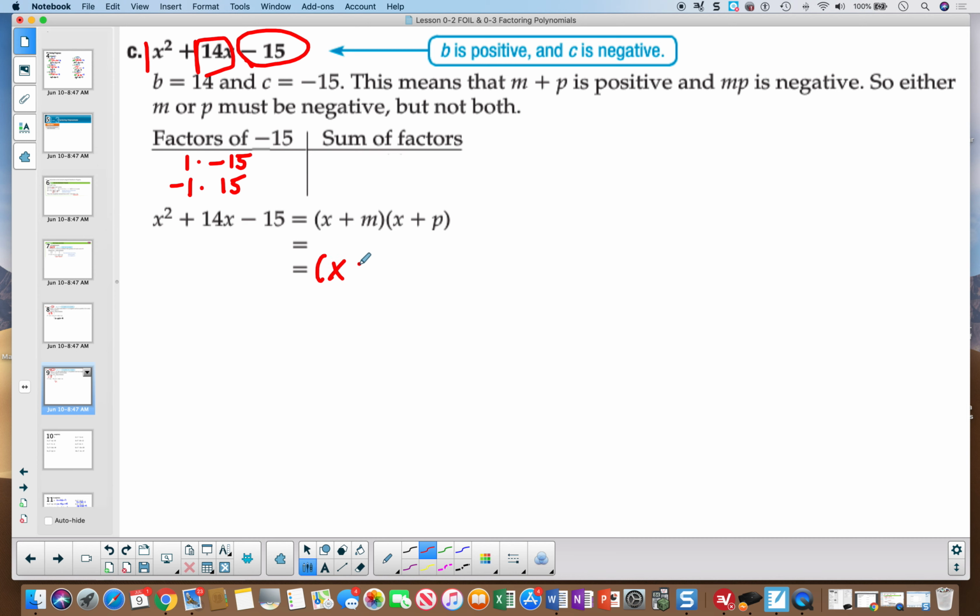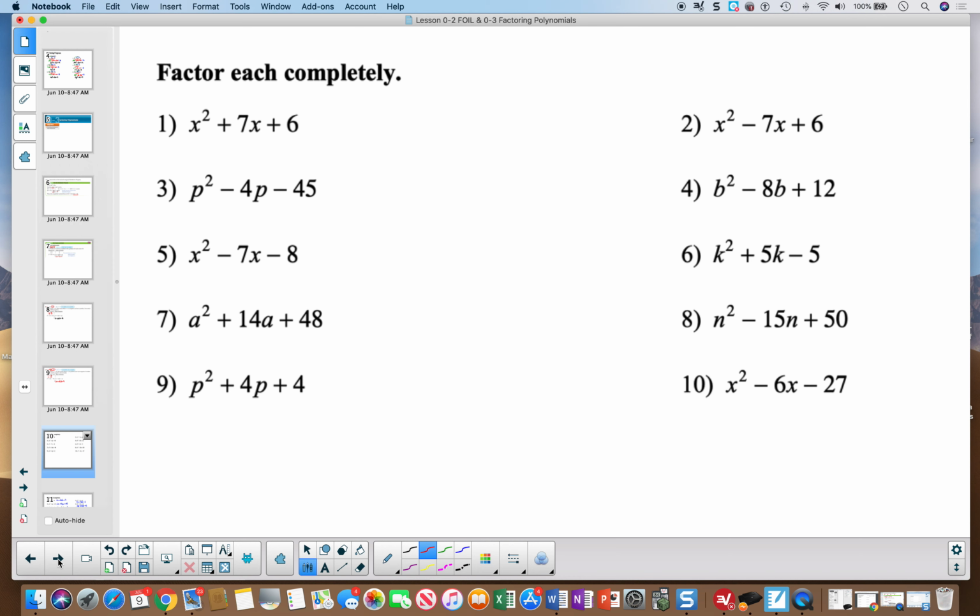It's going to be x, and I'm going to do plus 15, and then x minus 1. So I'm using a positive 15 and a minus 1. And if I use FOIL, I will get back to that trinomial. Okay, pause the screencast and see if you can factor these 10 examples.